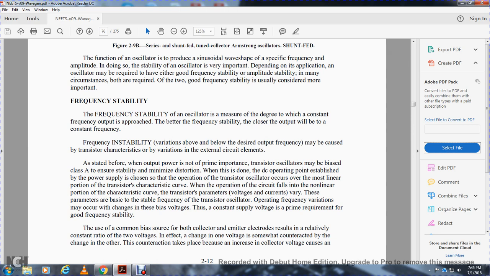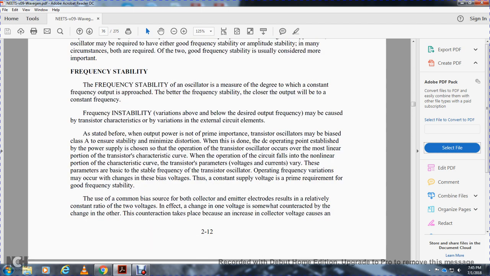Operating frequency variations may occur with the change of these bias voltages. Thus, the constant supply of voltage is a primary requirement of good frequency stability. Even the common base source of both collector and emitter electrodes results in a relatively constant ratio of the two voltages. In effect, changing one voltage is somewhat counteracted by the change in the other.